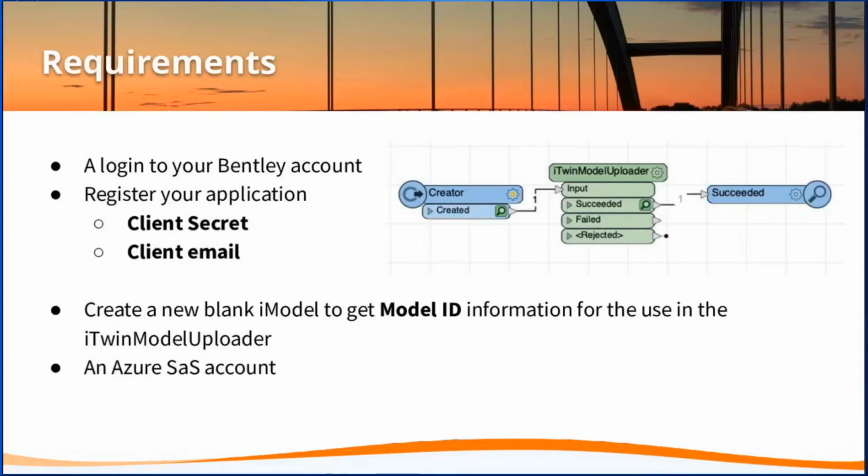So this slide is just a summary of those requirements and approximately where to get them. So that was the client secret and email, as well as the model ID, and then the Azure account. And there is just a screenshot of the transformer.